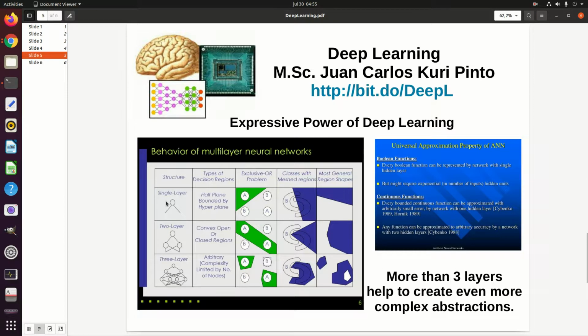Let's analyze the expressive power of neural networks. A single layer can represent linearly separable frontiers. 2 layers can represent convex open regions. And 3 layers with a sufficient amount of neurons can represent any kind of pattern. That's what Cybenko's universal approximation theorem is all about. More than 3 layers help to create even more complex abstractions, hence the name deep learning.